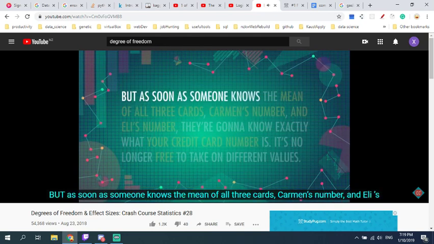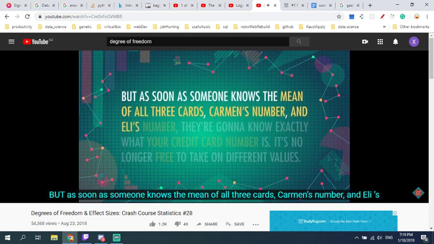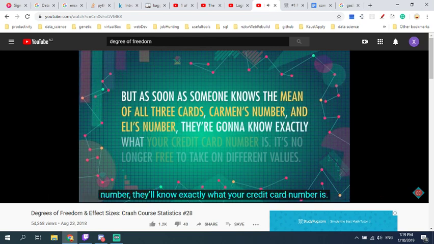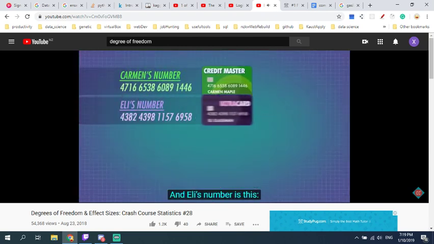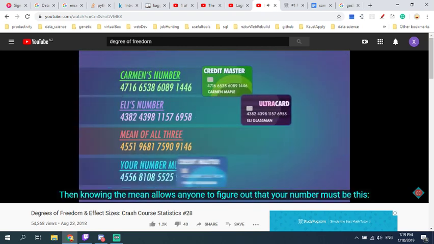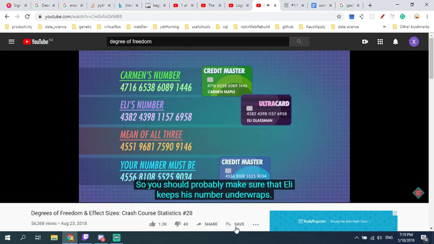But as soon as someone knows the mean of all three cards, Carmen's number and Eli's number, they're going to know exactly what your credit card number is. It's no longer free to take on different values. If Carmen's number is this and Eli's number is this, then knowing the mean allows anyone to figure out that your number must be this. So you should probably make sure that Eli keeps his number under wraps, just to be safe.